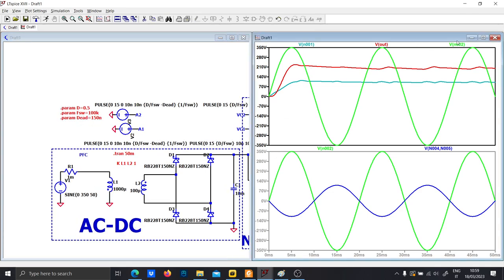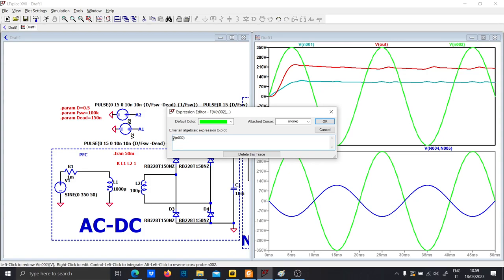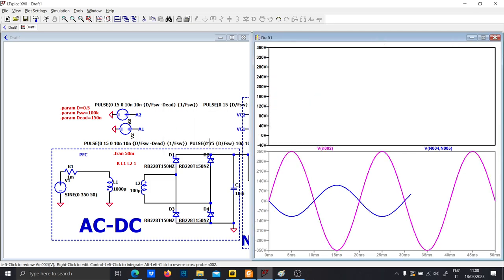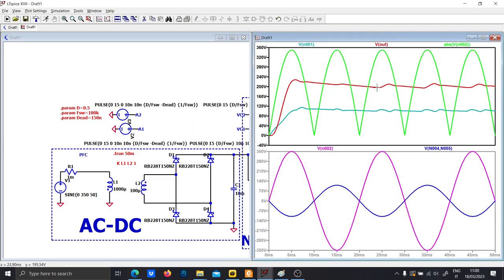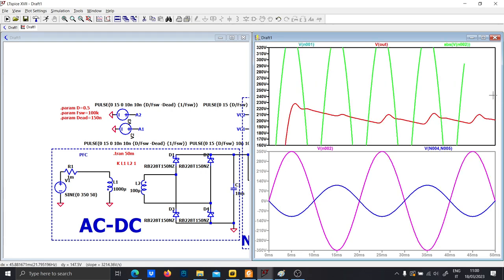Now imagine that this function has the absolute value. Let's put, if I remember correctly, abs. So if you do the absolute value, you see that more or less the input voltage is owing to this.